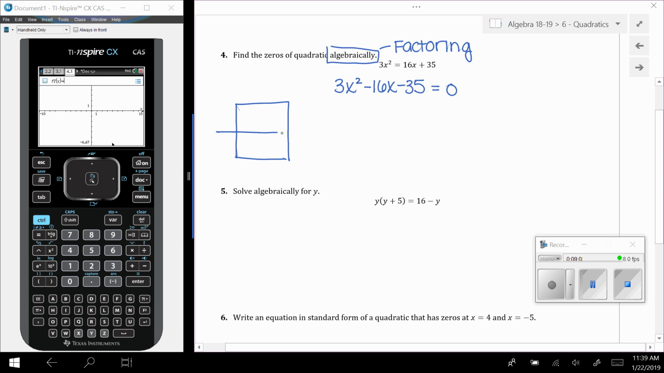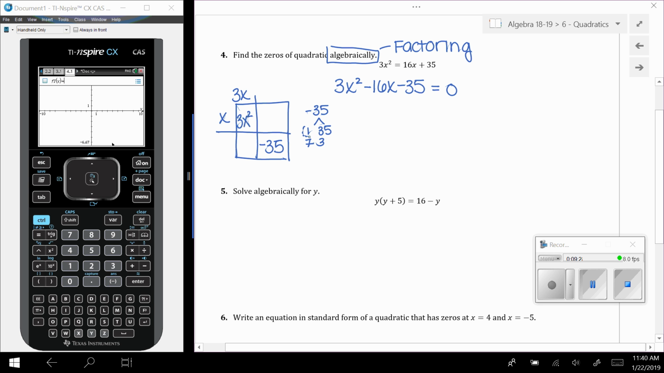So come up over here. I've got 3x squared. I've got -35. Now, because 3 is prime, I know I'm going to put a 3x and an x here. I would love it if you would pause the video and try to figure out the factors of 35 that I'm going to choose and where you're going to put them.